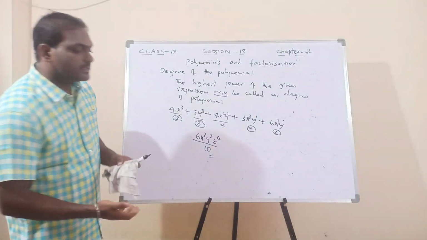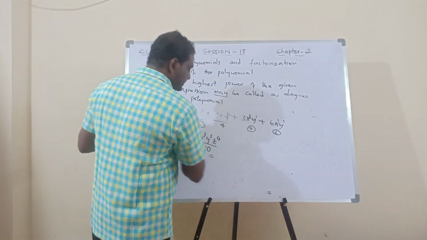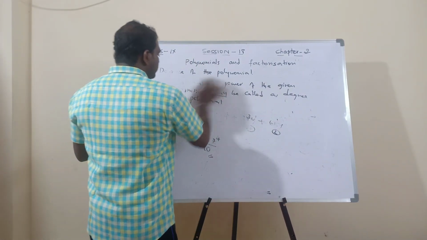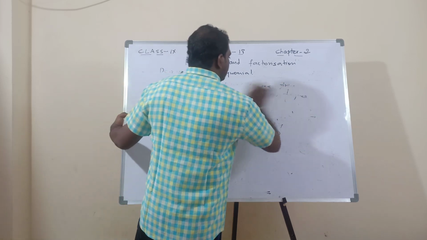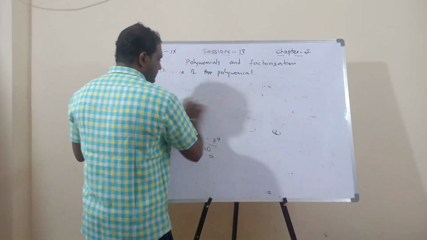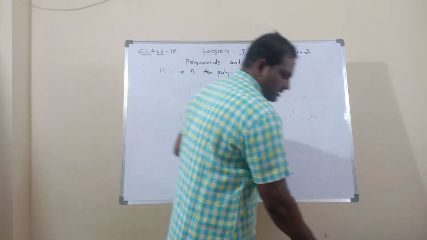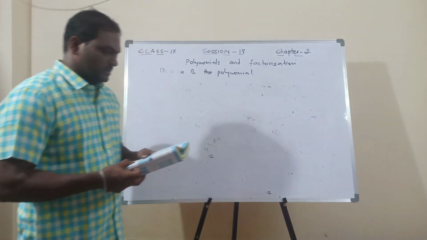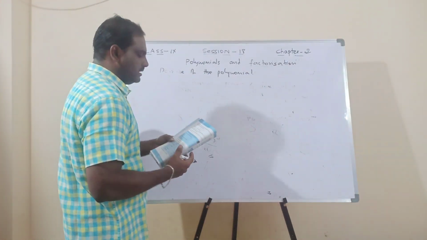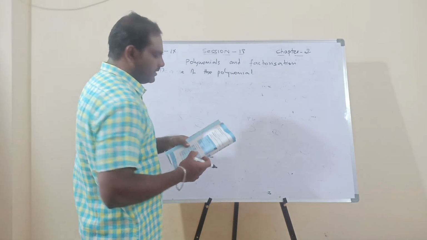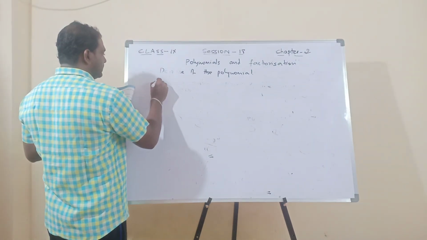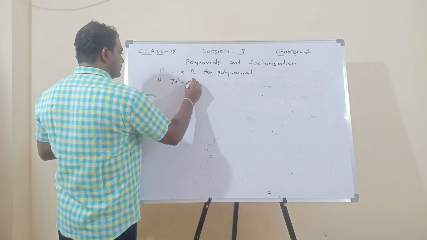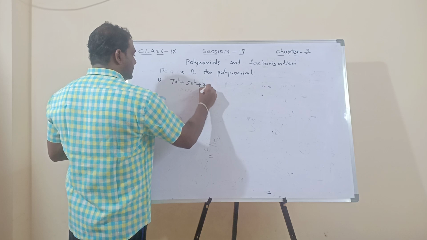Okay. Now we'll go for some exercise sums, not exercise sums, practice sums. Some task is given. Find the degree of the given polynomials. Page number 30. Do this. Write the degree of each of the following polynomials. The first one, 7x cube plus 5x square plus 2x minus 6.